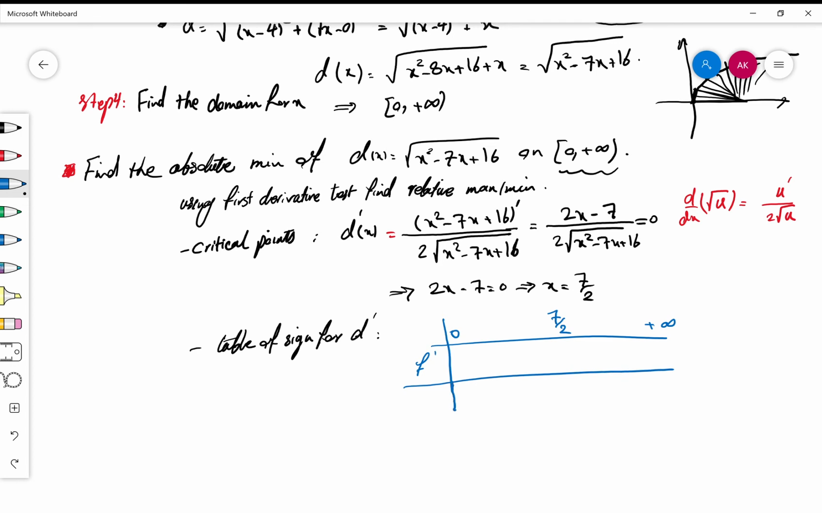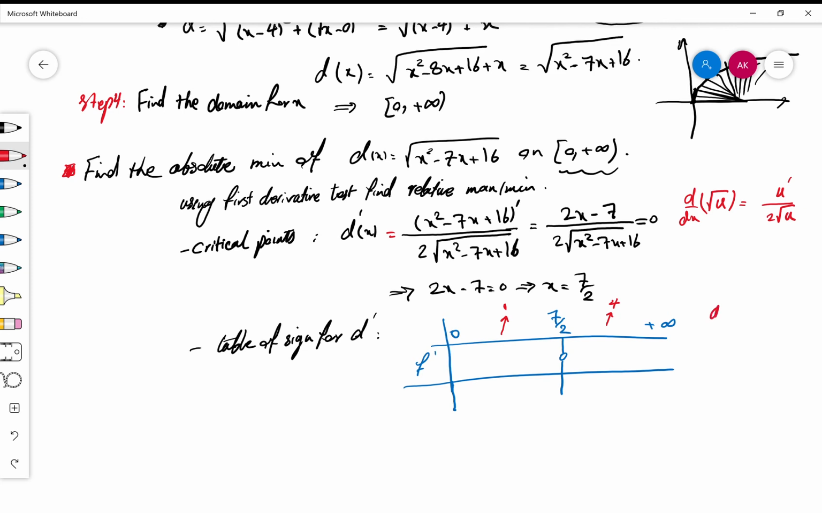Then we will do the first derivative test. Here we know that d prime is 0. Let's plug in some sample values here. We can put, say, 1. Yeah, 1 is something good. And here we will put something which is bigger than 7 over 2. 7 over 2 is 3.5, so let's just pick 4.